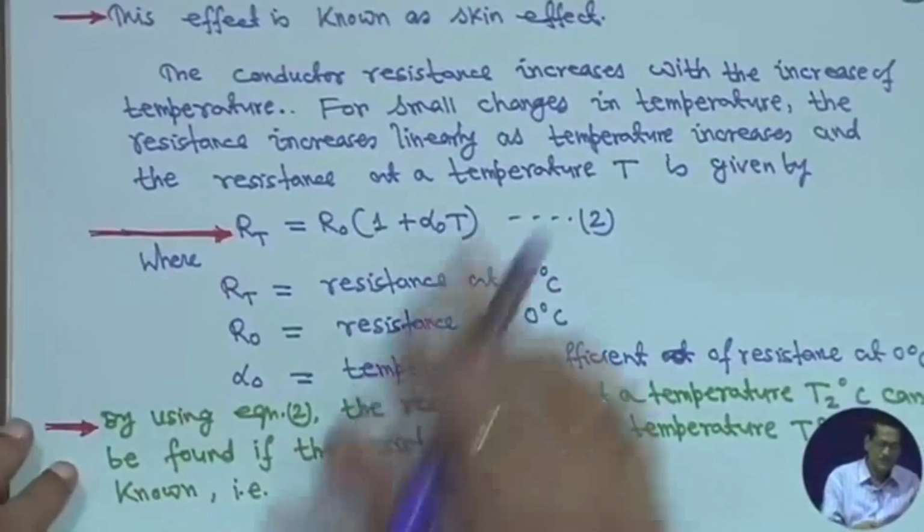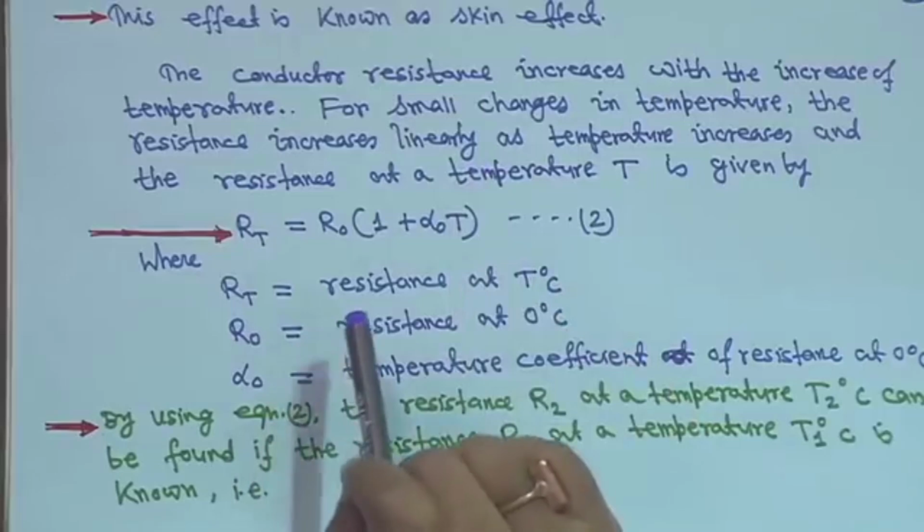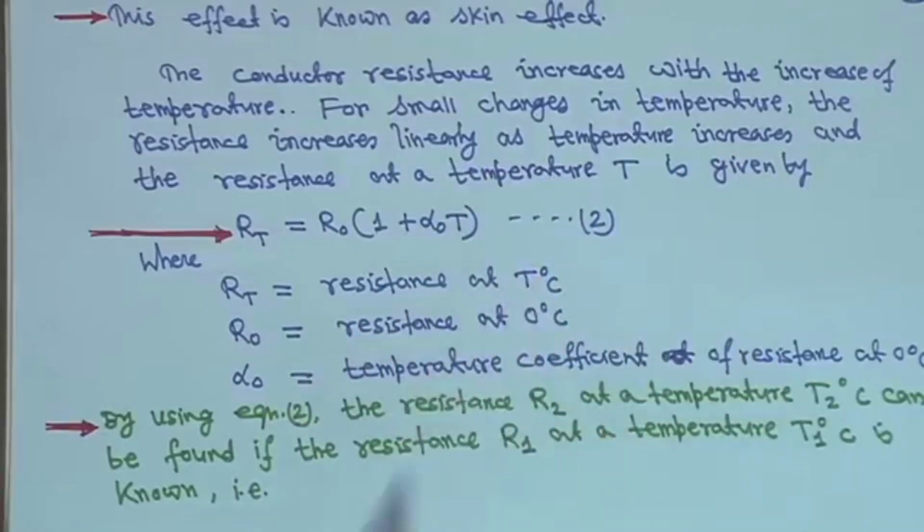So, this effect is known as skin effect. The conductor resistance increases with the increase of temperature. If temperature varies, then conductor resistance also will change. For small changes in temperature, the resistance increases linearly as temperature increases.